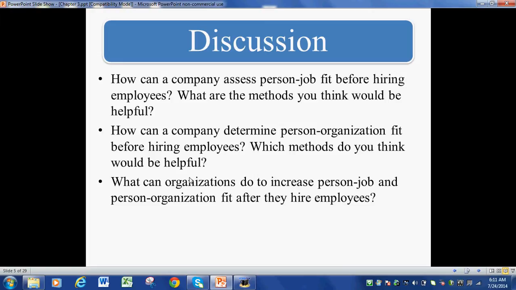What are the methods you think would be helpful? How can a company determine person-organization fit before hiring employees? Well, I think using that test is a good start. And what can organizations do to increase person-job and person-organization fit after they hire the employee? One company that I was at did a really good program of onboarding. They brought everybody in, kept you in there for 2 weeks, and tried to get you entwined with their culture. Had you even read a book that they were following. So I think that works out very well.